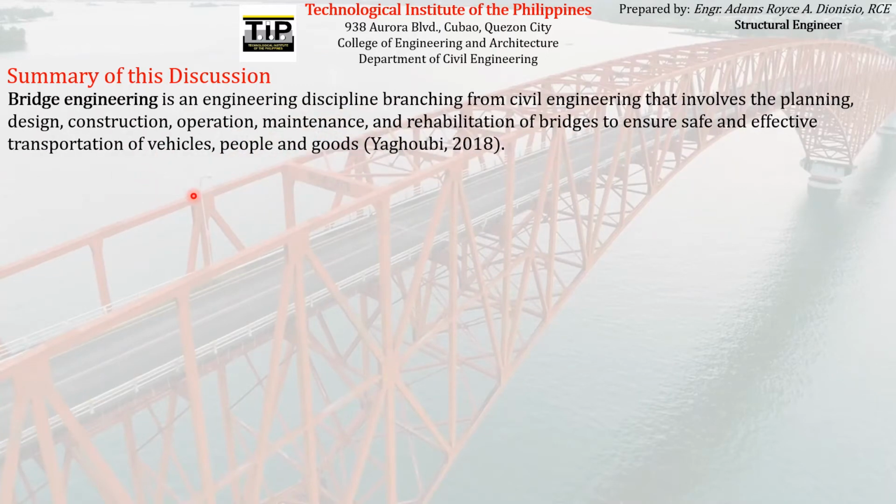So, on this discussion, we have learned that bridge engineering is an engineering discipline branching from civil engineering that involves the planning, design, construction, operation, maintenance, and rehabilitation of bridges to ensure safe and effective transportation of vehicles, people, and goods. So, as I mentioned a while ago, bridge engineering is different from bridge design.